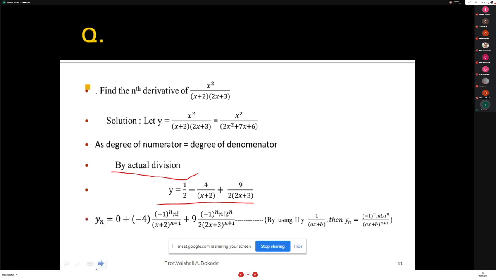What actual division means, I will tell you. But before going for actual division, see, I get my function y as a constant minus some constant upon x plus 2, plus some constant upon 2x plus 3.